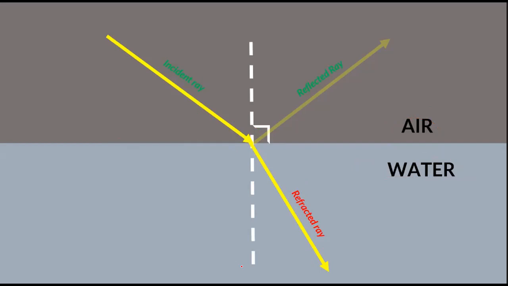Now here, you tell me, which is lower density? Correct. Air is the lower density and water is the higher density. So here, light will bend towards the normal. Now here we will get to know by this angle. What is this angle? This is the angle of incidence, and this is the angle of refraction.